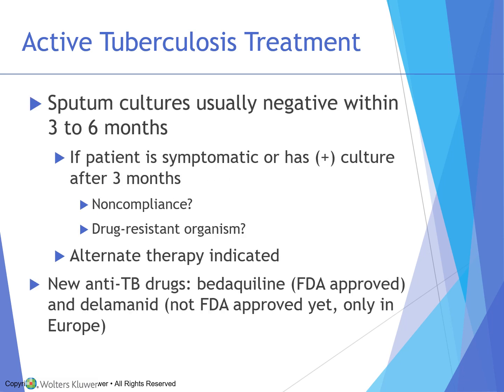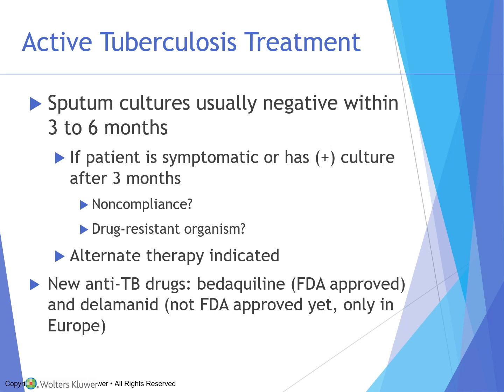Okay, guys, so sputum cultures are usually negative within 3 to 6 months. If the patient is symptomatic or has a positive culture after 3 months, we start wondering, is the patient non-compliant? Is there a drug-resistant organism? So alternate therapy may be indicated. Now, for this lecture, we're going to focus on the first-line anti-TB drugs, as well as the second line, the ones that can come into place when the first line cannot be used or is already resistant. So remember, INH or isoniazid, RIF or rifampin, other rifamycins, ethambutol, and pyrazinamide.